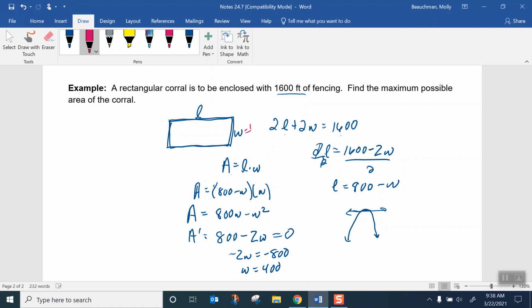So to find the maximum area, if the width is 400, the length is 800 minus the width, which would also be 400. So the area for maximizing would be 400 times 400, which just happens to end up being 160,000 square feet. So to maximize, if you have the perimeter and you want to find maximum area, notice the most efficient shape ends up being a square. A square will provide you with the most area with the minimum amount of perimeter.